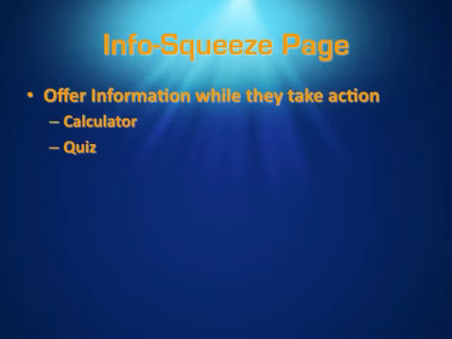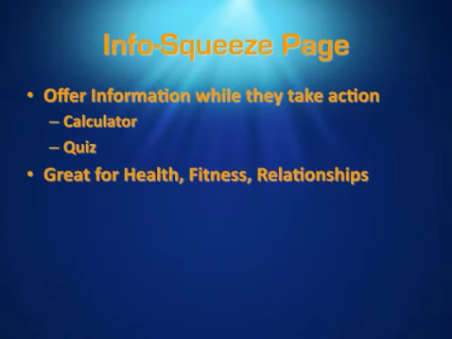Here's the info squeeze page. So what this is, they land on the opt-in page, and you offer information while they take action. What we mean by this is you have some type of calculator where they put in certain metrics, maybe their height, their weight, their income, something like that, where then you give them some sort of analysis at the end, or a quiz. So this would be great if you're in the health space, the fitness space, or even relationships.